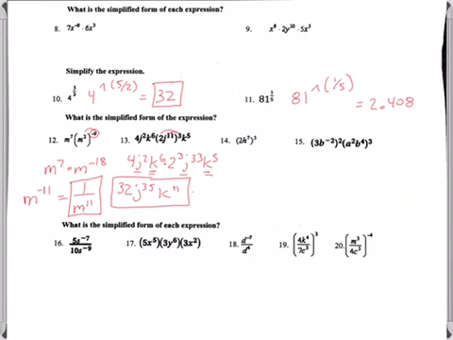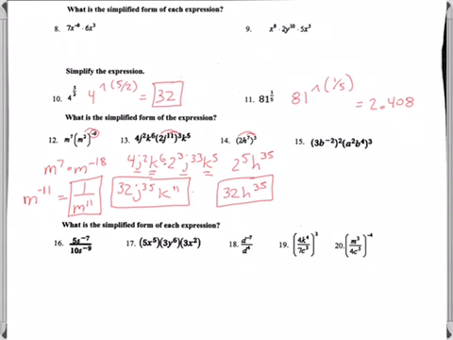In 14, we want to distribute the 5 to the 7 and the 2. So we've got 2 to the 5th, h to the 35th. And then we need to just simplify the 2, so 2 to the 5th power. It's going to be 32, h to the 35th. There's our answer for 14.